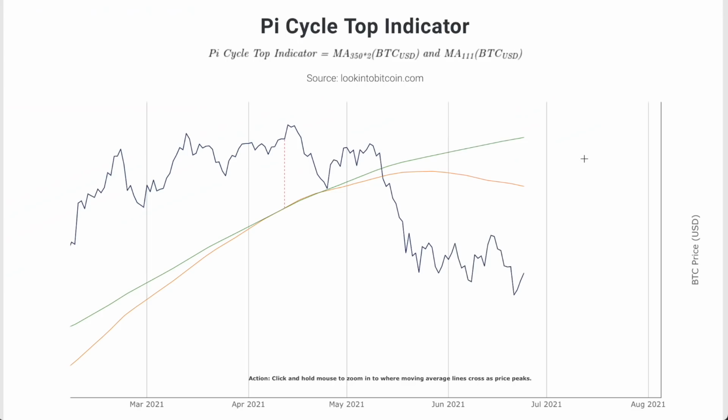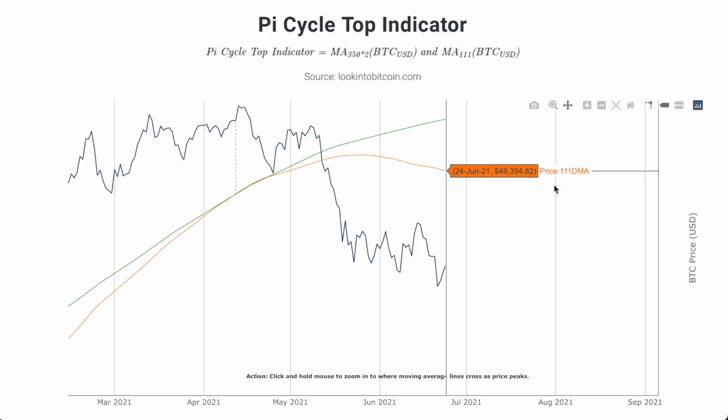So many similarities. But the Pi cycle top, of course, is also one of those similarities. And I just want to mention that this 111-day moving average here has been declining quite steadily since my last video about the Pi cycle top. When I made the video, we were at around $50,000, $51,000, right around here, for instance.